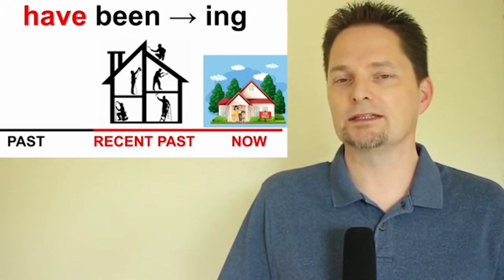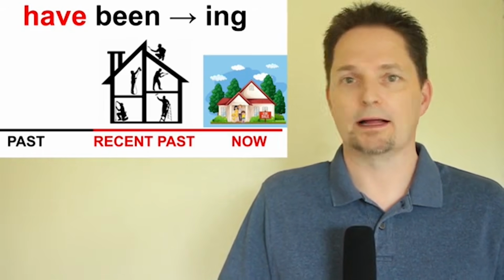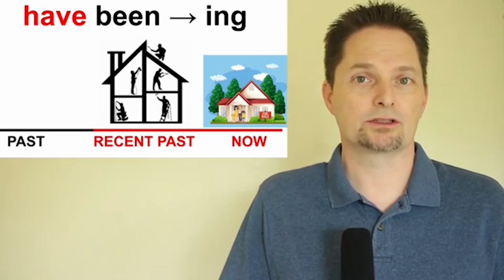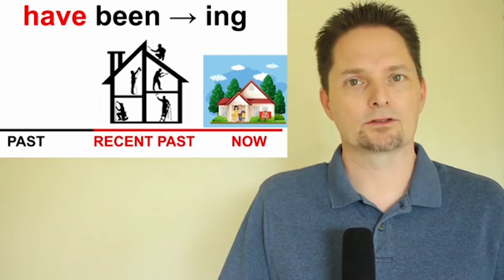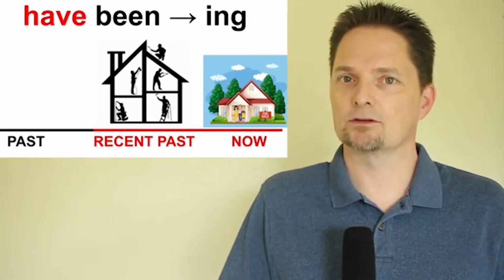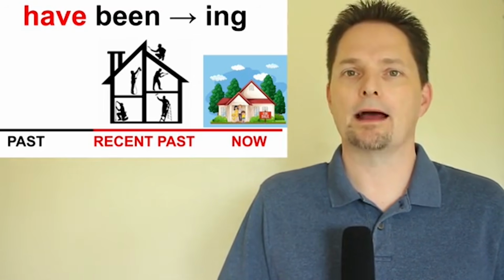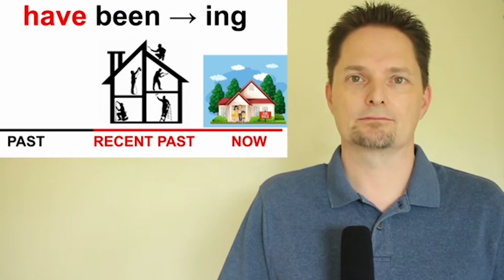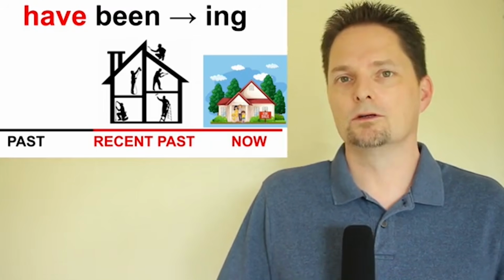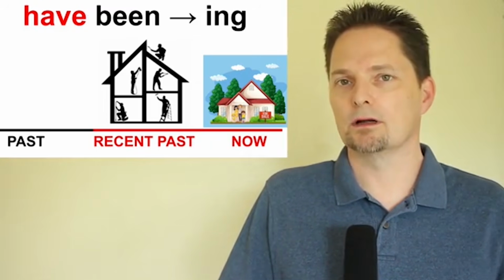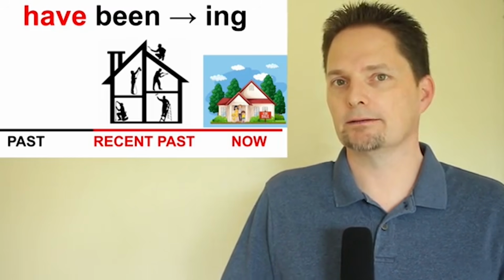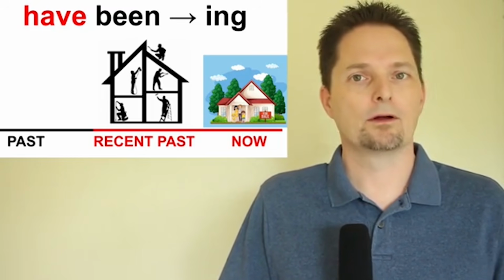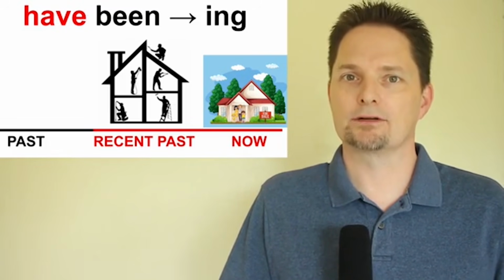Fixing happened recently in the past. It's not happening now. It's finished. But it was recent in the past. They have been working on the house. They have been fixing the house for 6 months, and now they are ready to sell the house. It's for sale right now. So they have been working on the house not long ago, recently, lately. They're finished now, but they have been working on it recently.